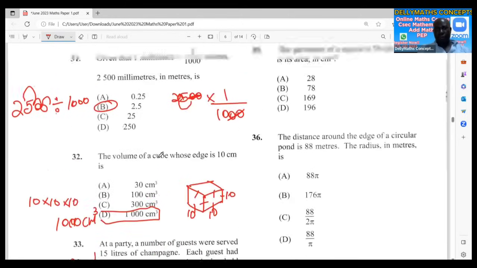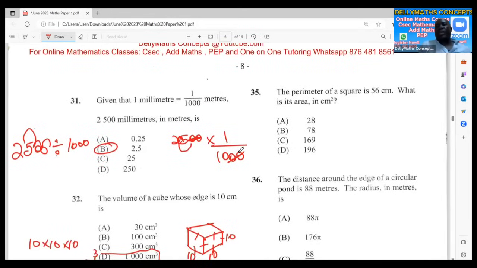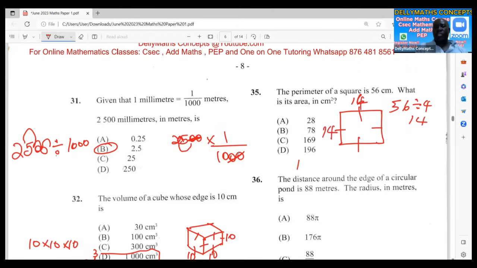35. Item 35 says the perimeter of a square is 56. What is its area? Now, you know a square would have all sides being equal. Perimeter is to add up the distance along the boundary. So then I would have to divide this 56 into 4 equal pieces. If I divide my 56 by 4, I'm going to get 14, which means this length is 14 and this length is also 14. Area of a square is 14 times 14, 196 right there.